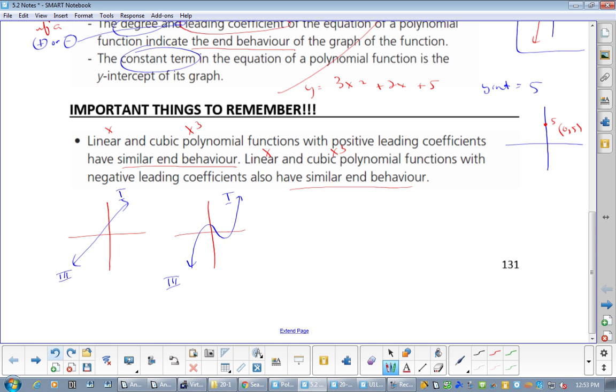Now it says the linear and cubic functions with negative leading coefficient. Well, if it's a negative leading coefficient, I guarantee that your linear will be going down, right? If it's a negative cubic, it'll go like that. So why do they have similar end behavior? Because they both start in 2 and end in 4.